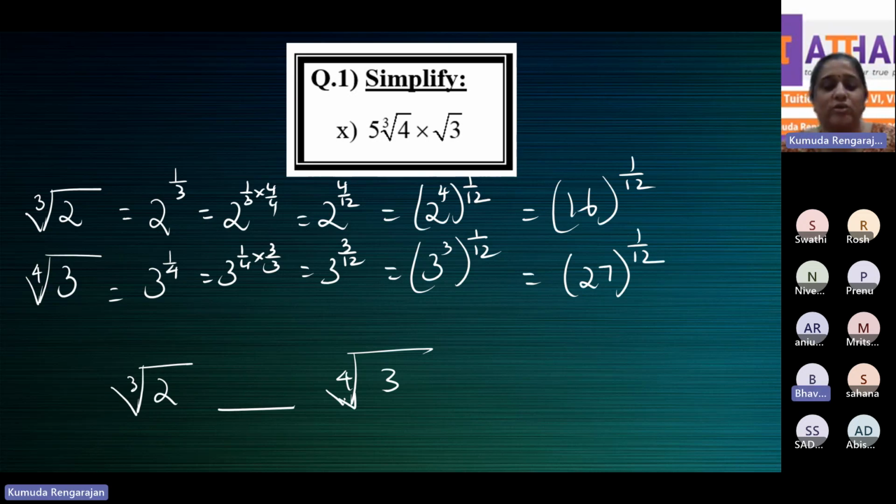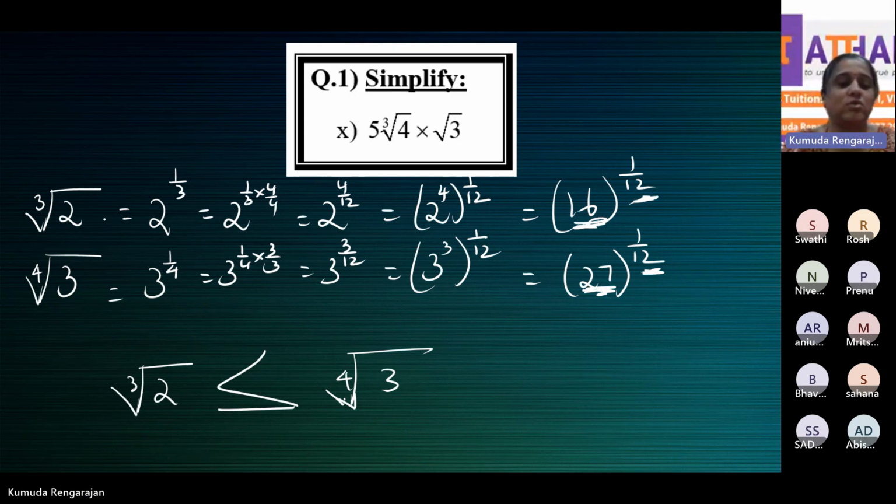Correct. Fourth root of 3 is greater than the cube root of 2 because now they are raised to the same power 1 by 12, so you can compare the bases. 16, 27. 27 is greater, which means fourth root of 3 is greater. So this is the symbol. This is how we compare radicals.